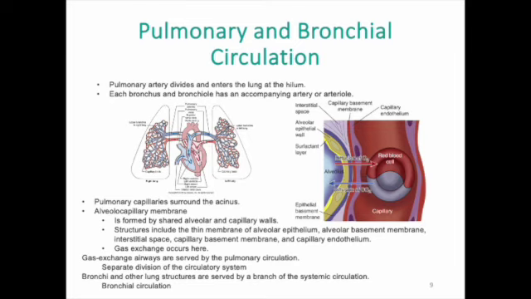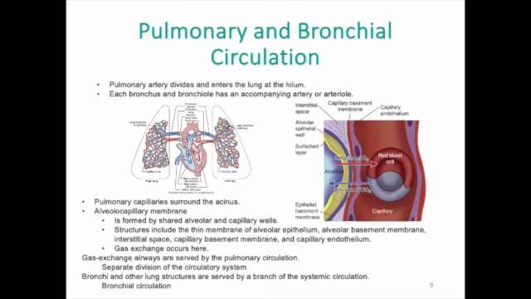Each pulmonary vein helps to drain several pulmonary capillaries. But unlike the pulmonary arteries, the veins are dispersed just kind of randomly throughout the lung. And then they leave the lung at the hilum and enter the left atrium.